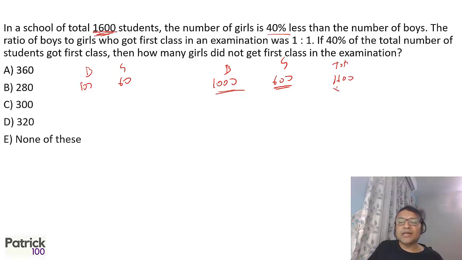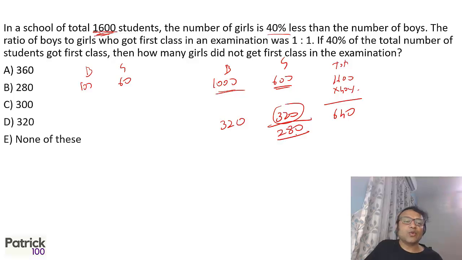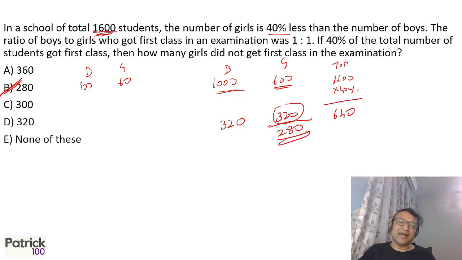40% passed. So 40% of 1,600 is 640 passed or got a first class, and it is boys and girls in a ratio of 1:1, so 320 and 320. So 320 girls got first class. So how many did not get first class? Subtract it, you'll get 280 number of students. B option, that will be the answer here.